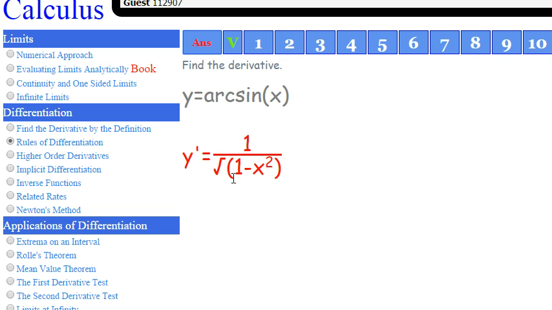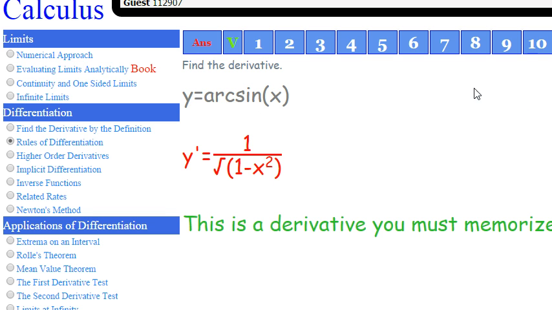Oh, okay. It's just written a little differently here, and that's because of the limitations I have in HTML, getting this square root to come all the way over. I don't know, supposedly there's some secret to doing that, but I think you get the point. So memorize it. Let me hit the help button. Yes, it says this derivative you must memorize. Alright, good luck.